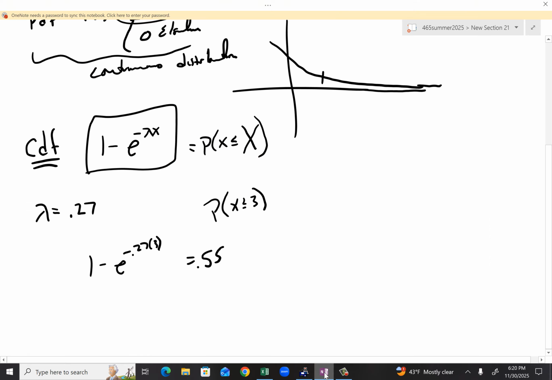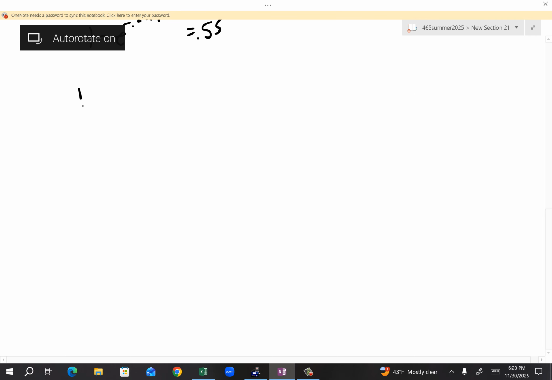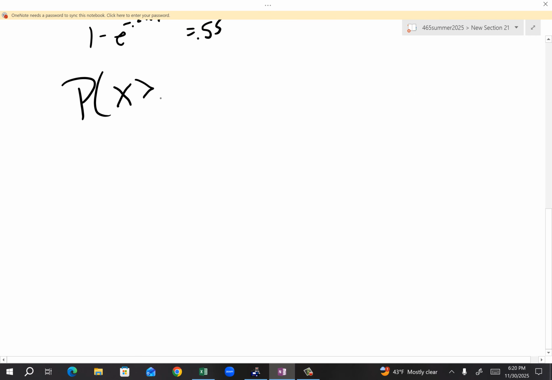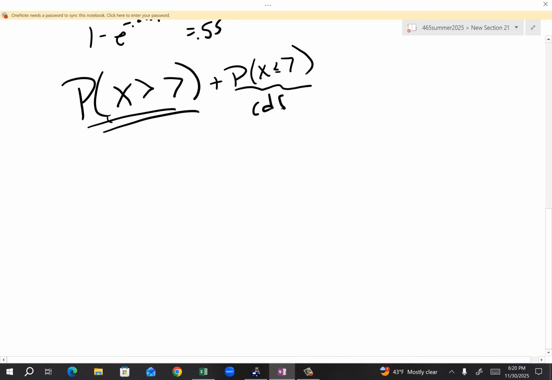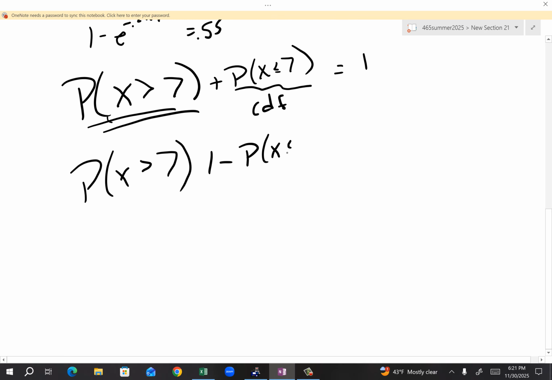But Groom, I know what you're thinking. What if I want x to be greater than? That's good. What's the probability x is greater than 7? It's a good question, sir, and I thank you for asking it. Remember, this is what I can find, because this is the CDF. But I know that those two things add up to 100%. So probability x greater than 7 is equal to 1 minus that CDF business. Are you with me, sir?